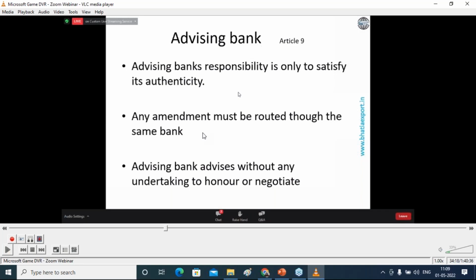That is not the advising bank. Advising bank means the beneficiary's bank. Opening bank means the applicant's bank. Okay.